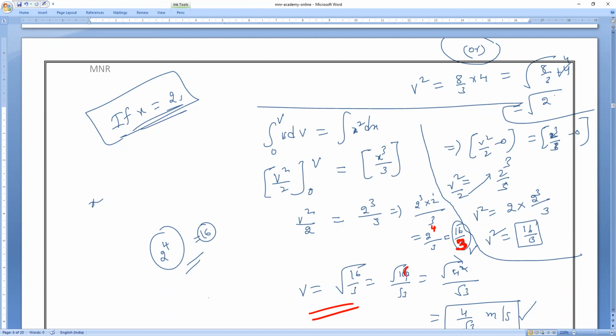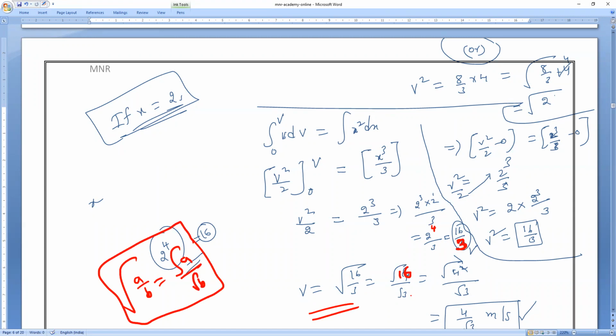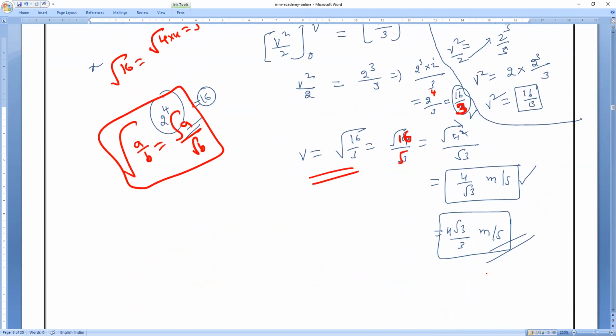Then the root is split into both. Root of a by b is equal to root a divided by root b. So root 16 divided by root 3. This is what it is. Next you apply root 16. How can I write root 16? 4. Root of 4 into 4, which is equal to root of 4 square. So square and root will get cancelled, divided by root 3. So what is the final answer? 4 by root 3. Is it okay?